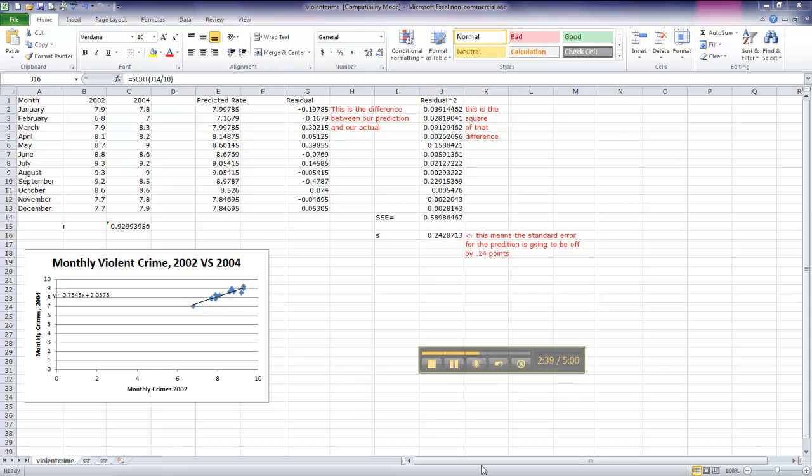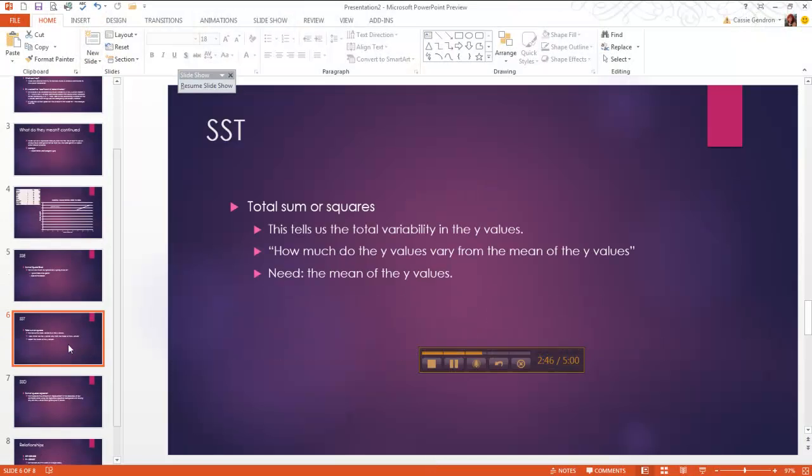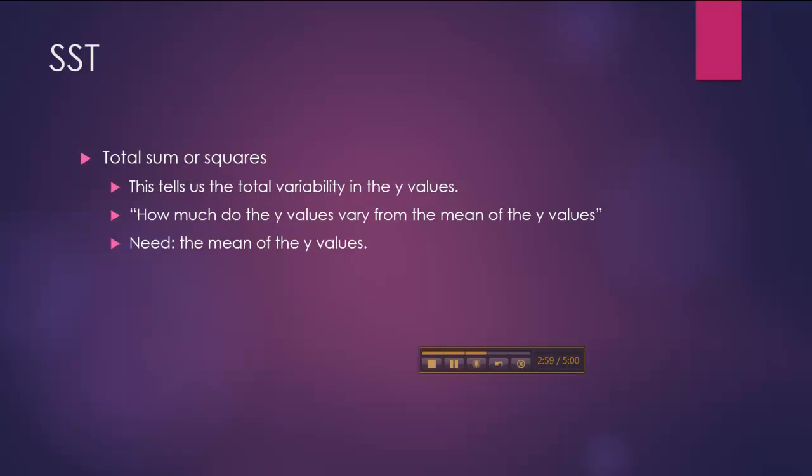Now, let's talk about what SST means. If I can get to my PowerPoint. Here we go. So, SST is the total sum of squares. This tells us the total variability in the y values, and how much the y values vary from the mean of the y values. And you need the mean of the y values.